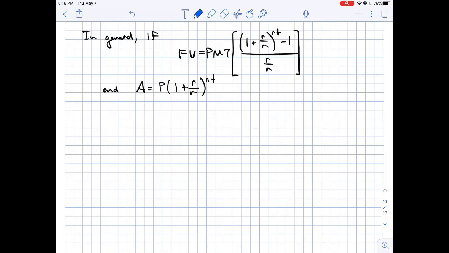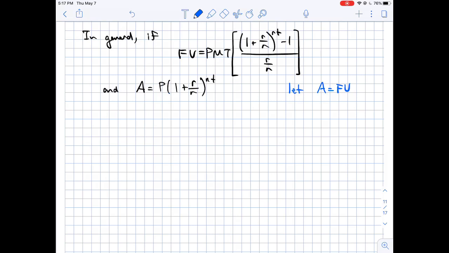So we know that future value can be calculated using this formula. We also know that for just simple compound interest, we have this formula. And so what we're going to do is now redefine A. A is our future amount. So A is going to be future value.